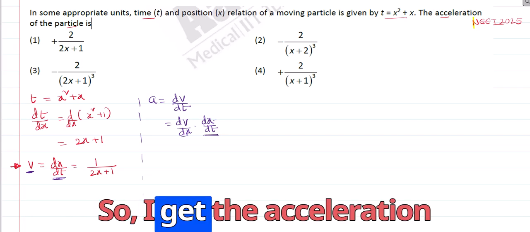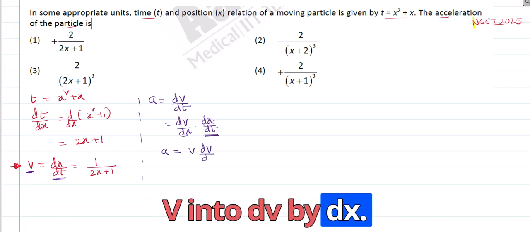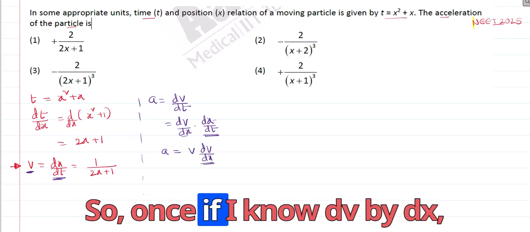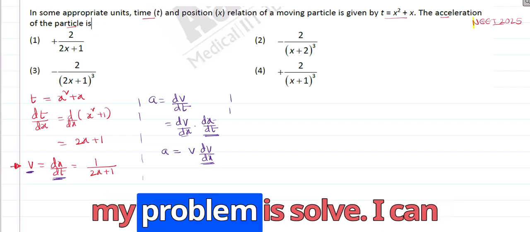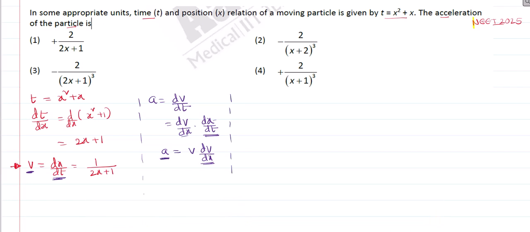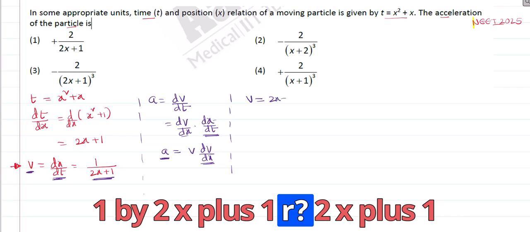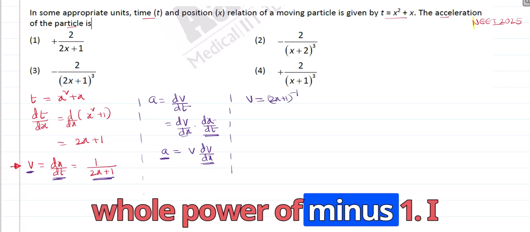So I get the acceleration as, being dx/dt is velocity, v into dv/dx. So once I know dv/dx, my problem is solved. I can substitute here and get the value of acceleration. But I know the value of v. What is the value of v? 1/(2x + 1), or (2x + 1) to the power of minus 1.